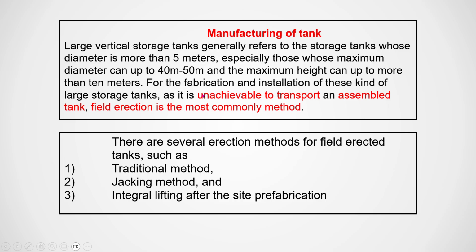Field inspection is needed for fabrication and installation. This kind of big storage tank is not possible to bring here from outside; it is unachievable to transport. So we have to assemble the tank in the field itself. First you have to manufacture the foundation, then place the bottom plate, and all the plates will be erected at site only. This erection can be done in three ways: the traditional method, the jacking method, and integral lifting and other site fabrication methods.